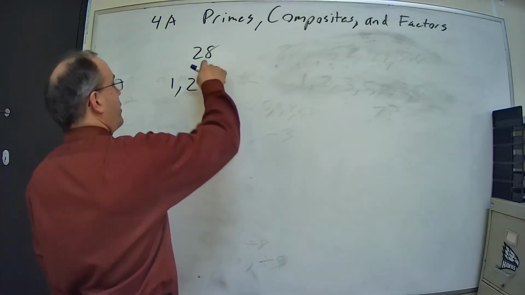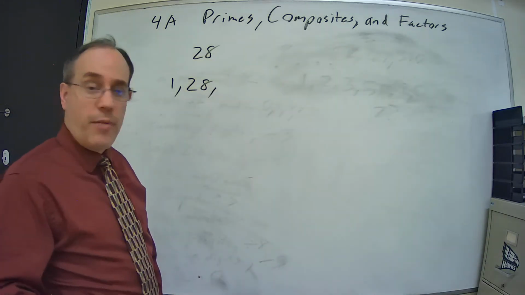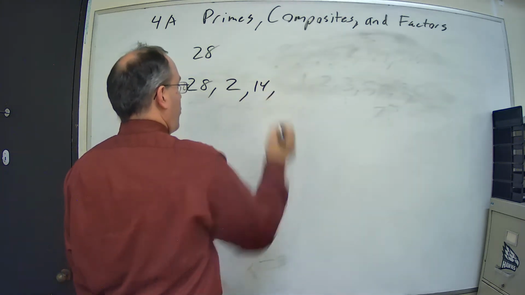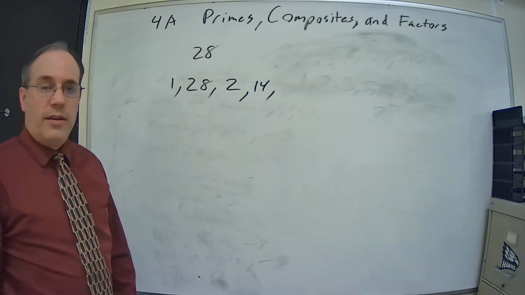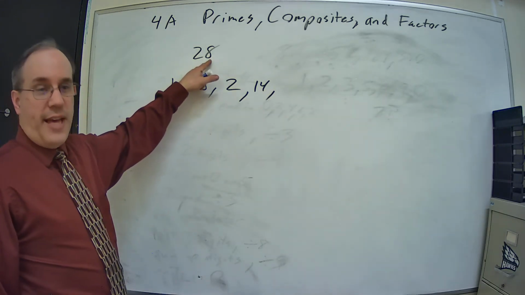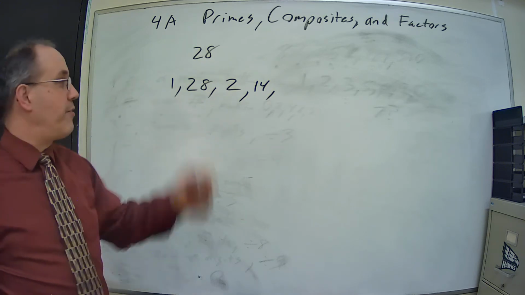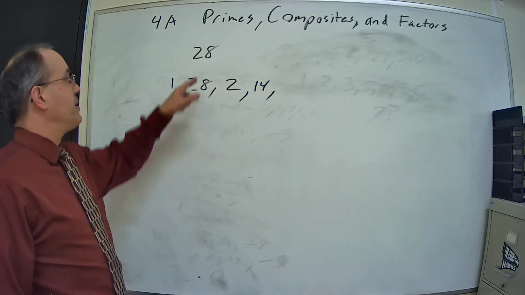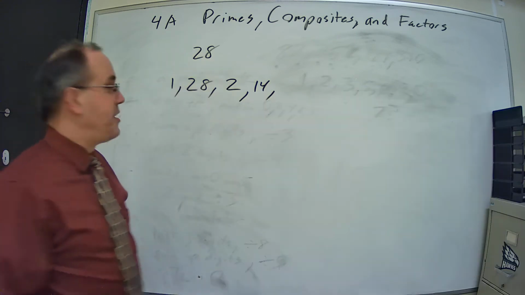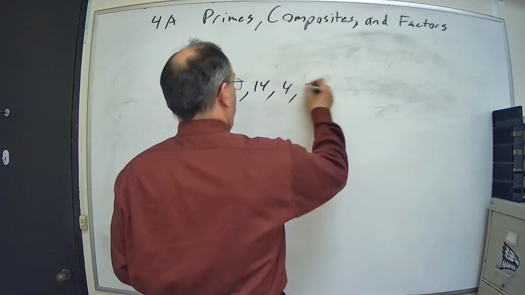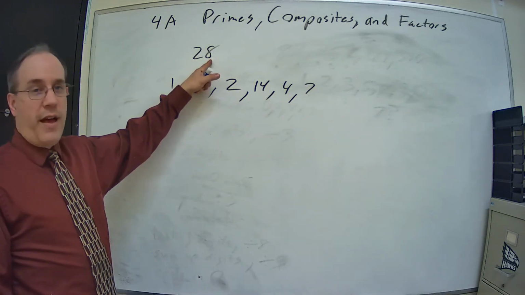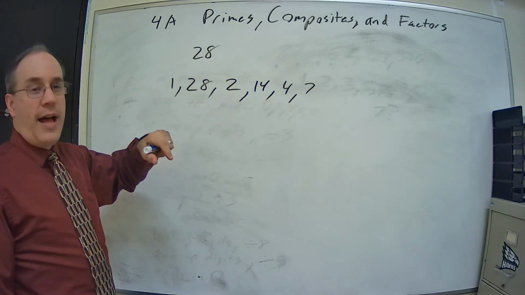So then I go, is 28 divisible by 2? Well, it's an even number, so it's divisible by 2. 28 divided by 2 is 14. Is 28 divisible by 3? 2 plus 8 is 10. 10 is not divisible by 3, therefore it's not divisible by 3. Is it divisible by 4? Yes, it is. 4 times 7. So 4 and 7. Is it divisible by 5? It doesn't end in a 5 or a 0, so it's not divisible by 5.